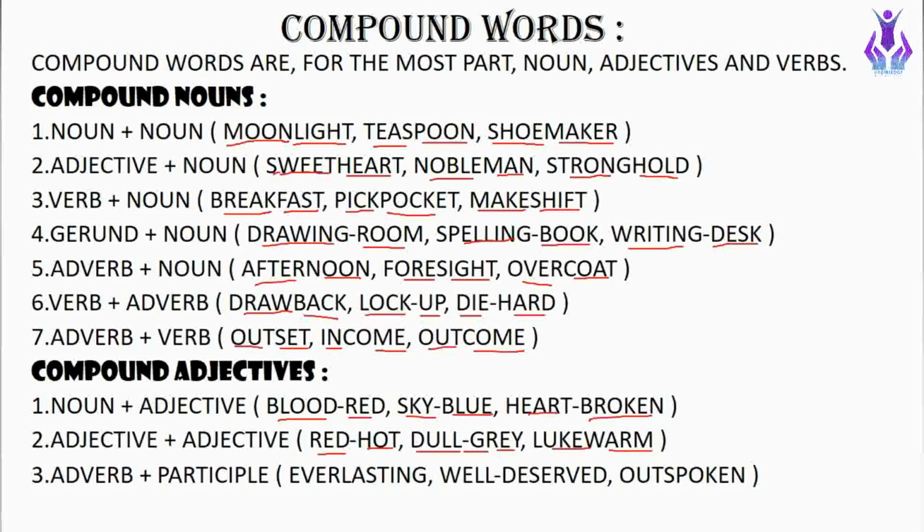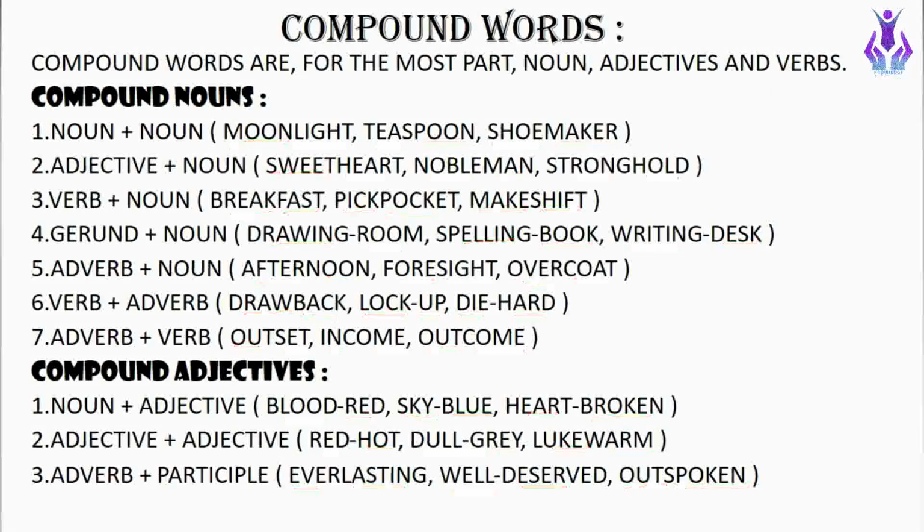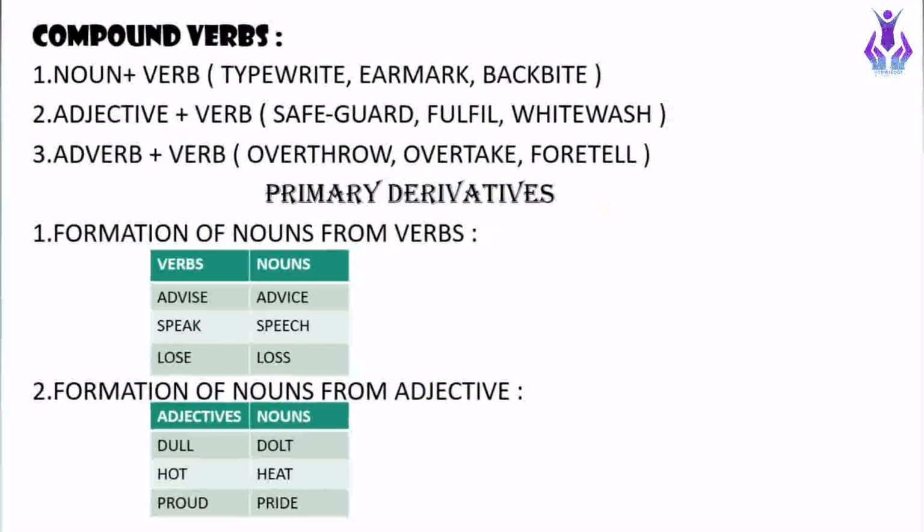The next is adverb and participle. Here we can see everlasting, well deserved, outspoken. These are examples of different kinds of words, different parts of speech, that we join together to form different compound words. Now moving towards compound verbs.